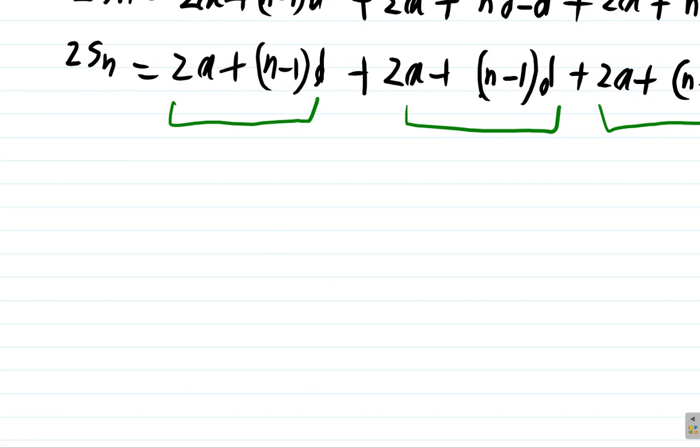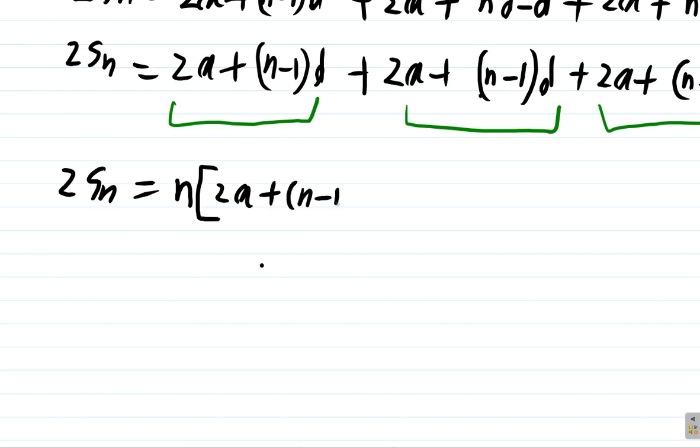How many of them do we really have? Remember, it's the sum of n terms, so it's n of them, right? It's n number of these things we have. So 2 times the sum of n terms is equal to n number of 2a plus n minus 1 d. That's what we have.